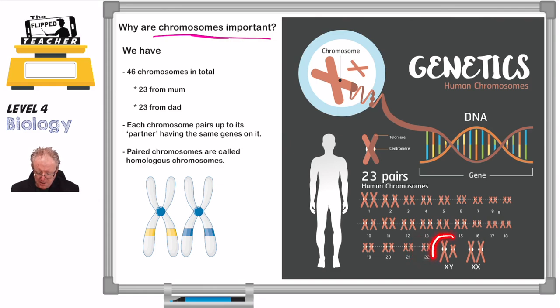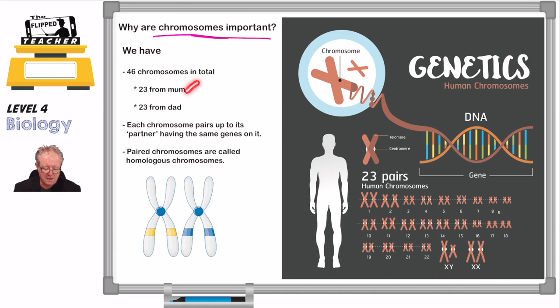Now I am either this pair here, XY, or I am XX. So this 23rd pair will determine what type of sex you are. If you are male, you will have an XY chromosome. If you are a female, you have an XX chromosome. In most cases of the human population, to be male, you will have an XY, and if you're female, you have an XX, right?